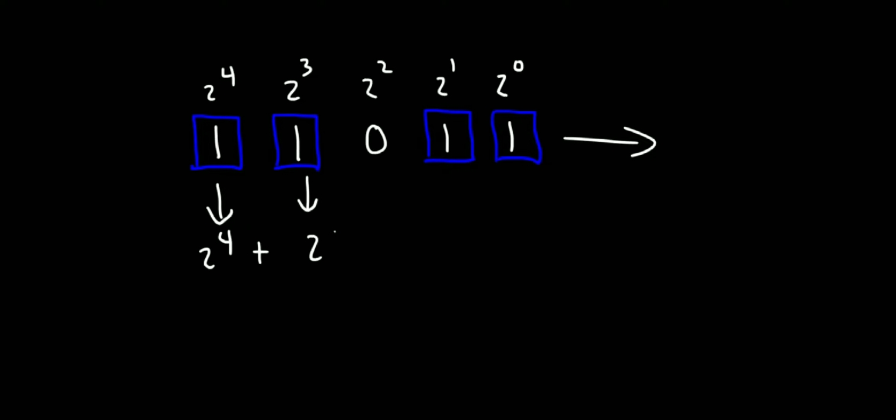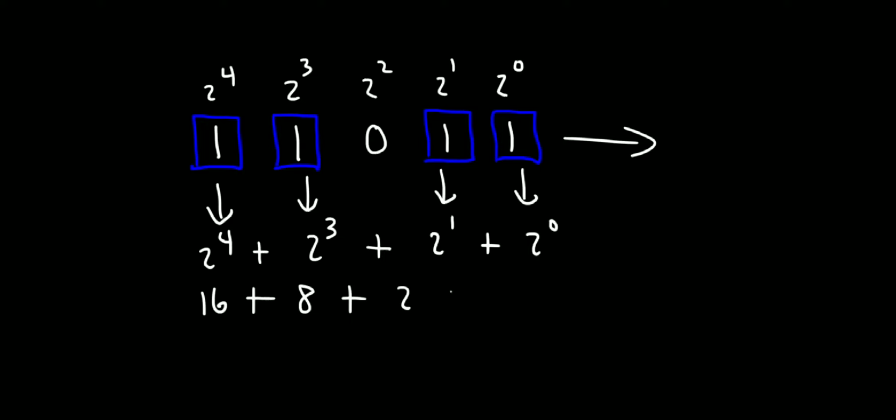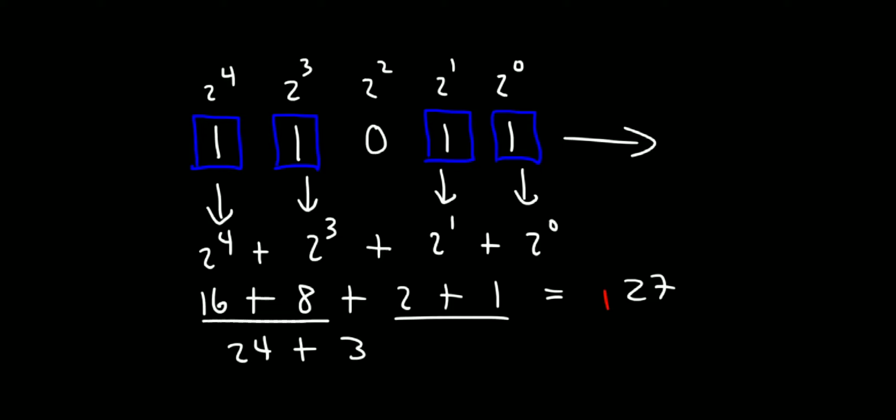2 to the power 4, 2 to the power 3 plus 2 to the power 1 plus 2 to the power 0. Now 2 to the power 4 means we will multiply 2 four times, so it will be 16. We will multiply 2 three times, it will be 8. We will multiply 2 only once, it is 2, and this is 2 to the power 0, 1. So we will add this number, 16 plus 8 is 24, and 2 plus 1 is 3, then 27 it is. So the answer is 27. Like this we will convert the binary to decimal number system.